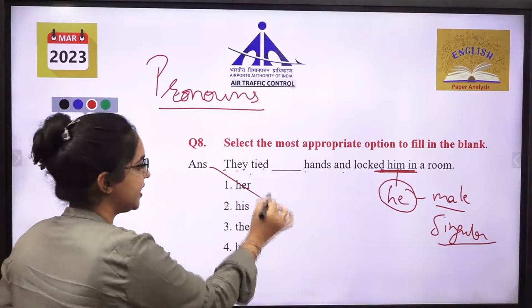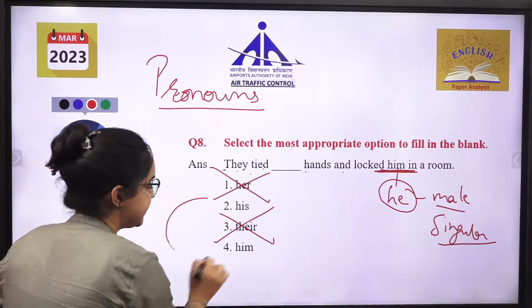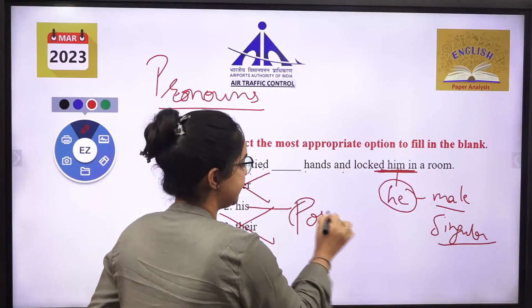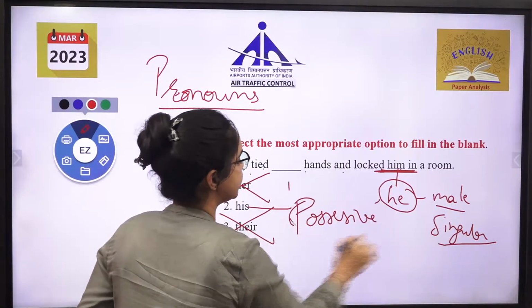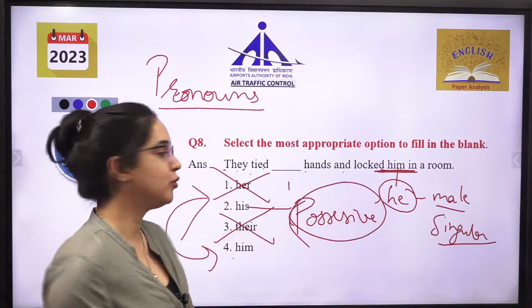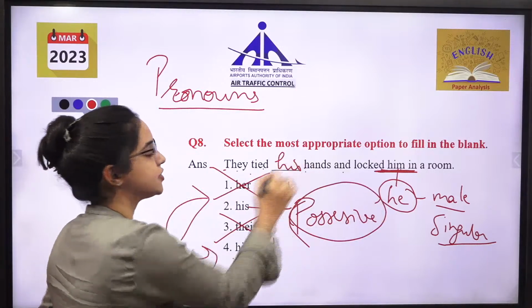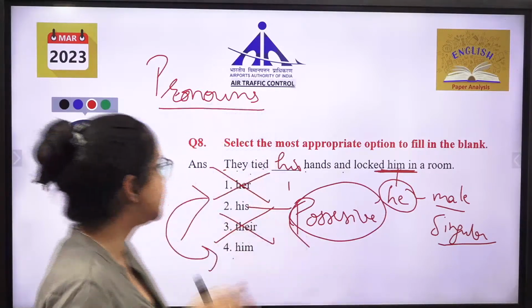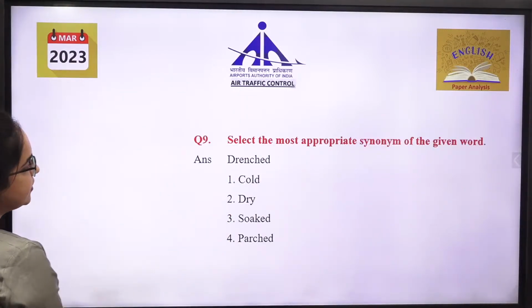This is the second thing. Now here, a girl cannot be there. It is either his or him. So here we have to go with the possessive pronoun. Whenever we are talking about possession, किसी चीज के बारे में बात हो रही है तो what will be — they tied his hands. उसके hands को बांध दिया गया, तो possession है, हाथ उसके ही हैं ना, so that is his.